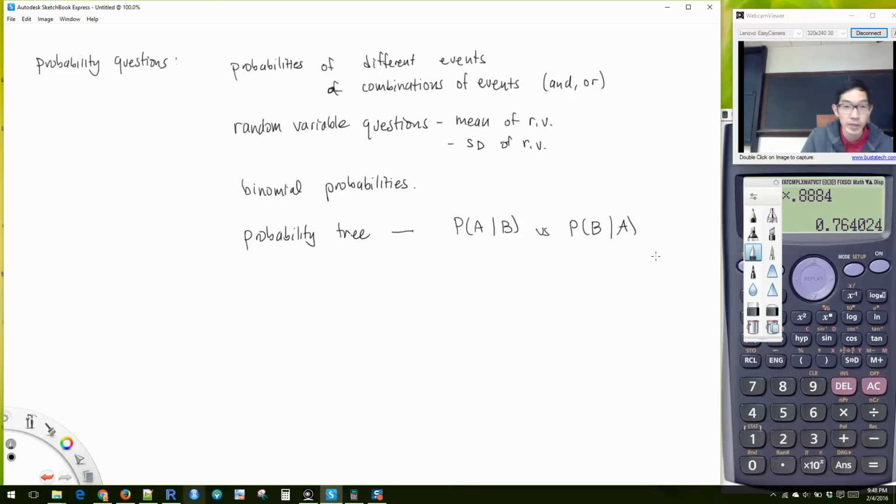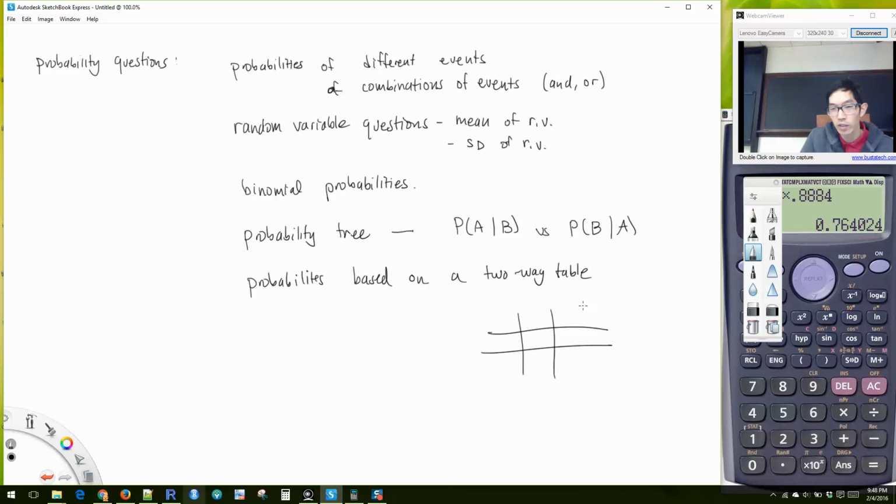Okay. And then probabilities based on a two-way table. So a two-way table is one of these things: A, not A, B, and not B, and so on.